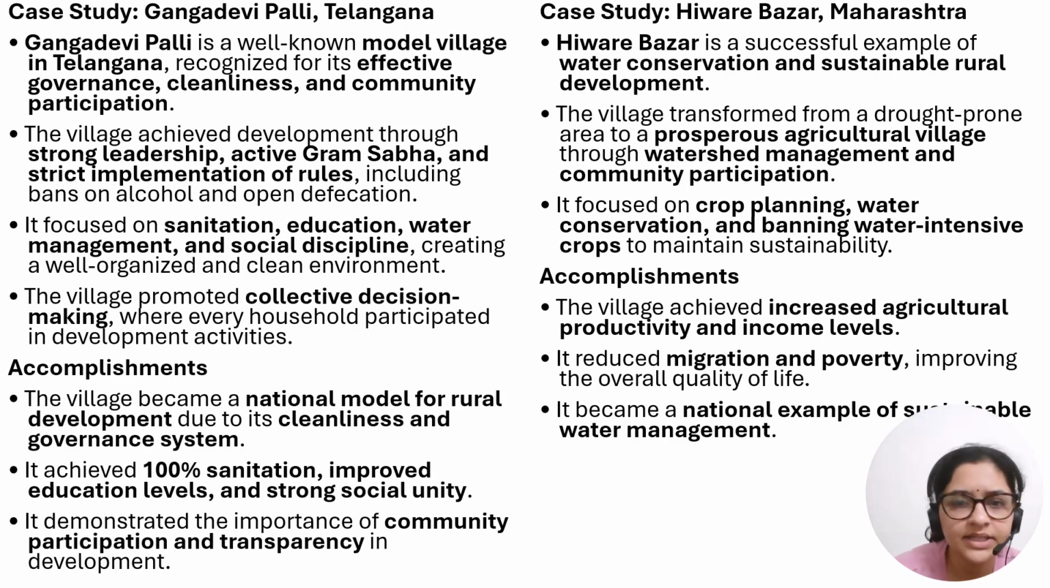So these are the various case studies. The first case study is Gangadevipalli, Telangana. Gangadevipalli is a well-known model village, a properly established village system in Telangana. It is recognized for its effective governance, cleanliness, and community participation. The village achieved such a status because they have strong leaders, an active Gram Sabha, and strict implementation of the rules. It mainly focused on sanitation, education, water management, and social discipline, which are the main pillars to form a proper society. The village promoted collective decision making.